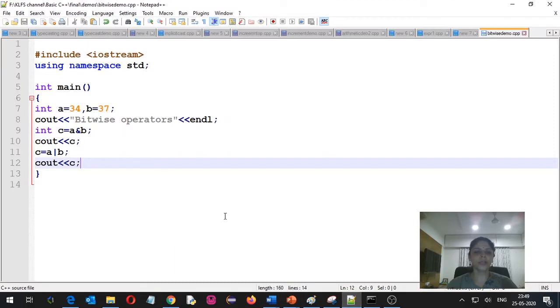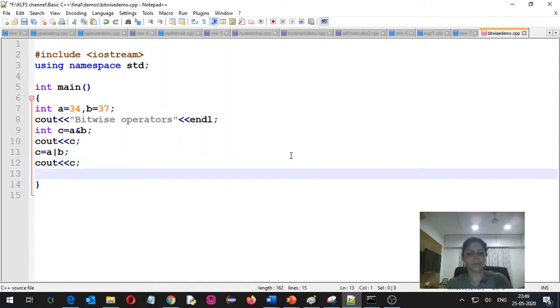If you want to try this out, here I am adding the XOR operator.